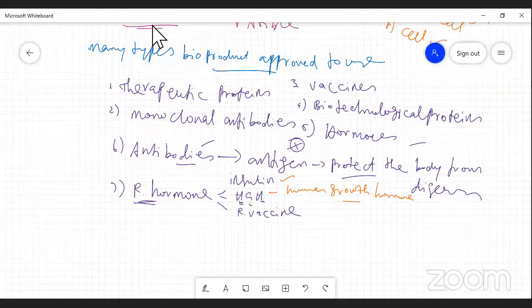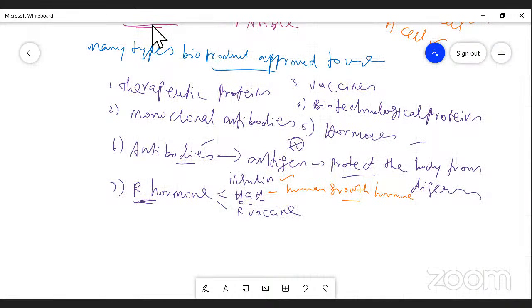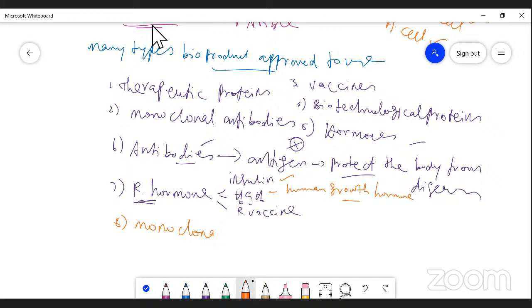And also monoclonal antibodies. The monoclonal antibodies are used for cancer treatment, and also heart disease. Name the bioproduct which is used for treatment of cancer. That is called monoclonal antibodies. And also it is used for organ transplant.